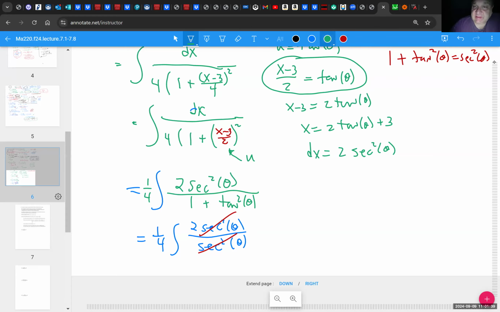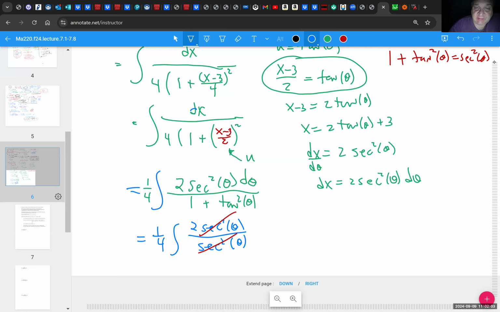I did forget my d theta. dx over d theta is 2 secant squared theta, which means dx is equal to 2 secant squared theta d theta. So I forgot my dx d theta thing, and therefore I forgot my d theta. So let me put that back there. Found a little mistake, corrected it as usual.